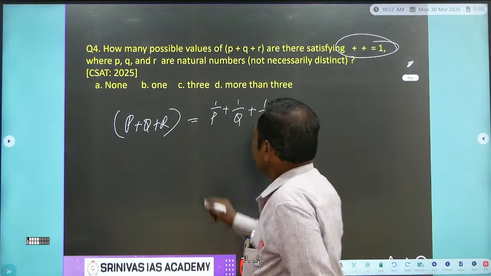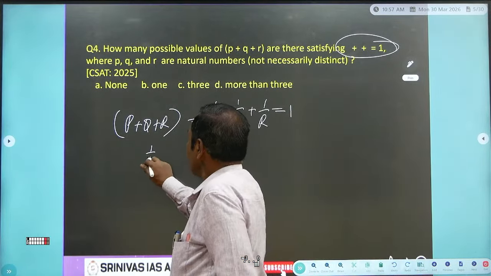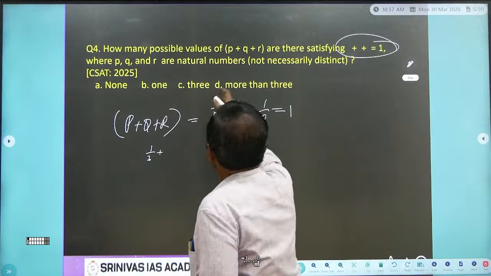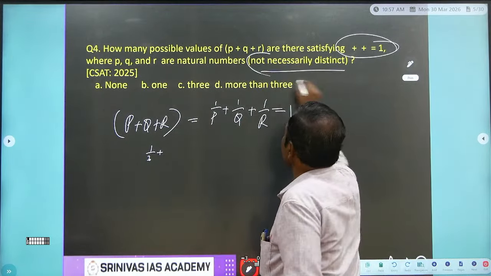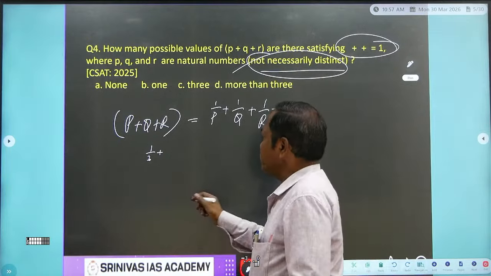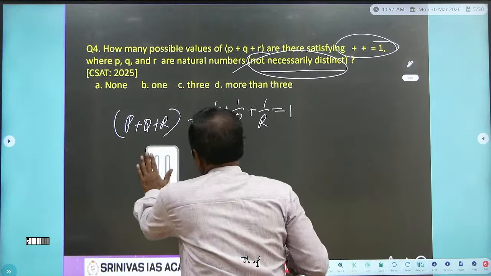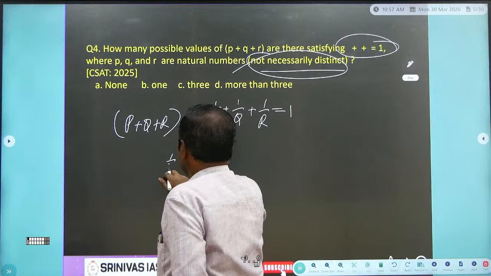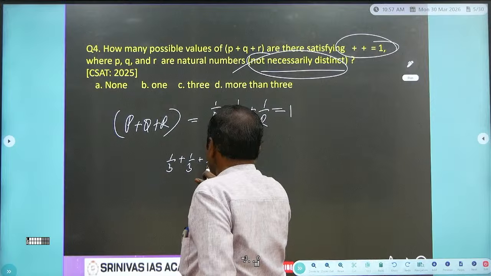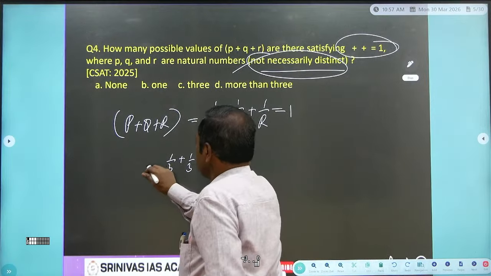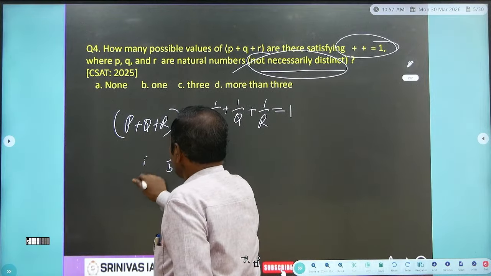Now we can see 1 by 3 is not necessarily distinct. 1 by 1, not necessarily a distinct number. You can also take 1 by 3 plus 1 by 3 plus 1 by 3. That is the 1. So that is one possibility you can take.